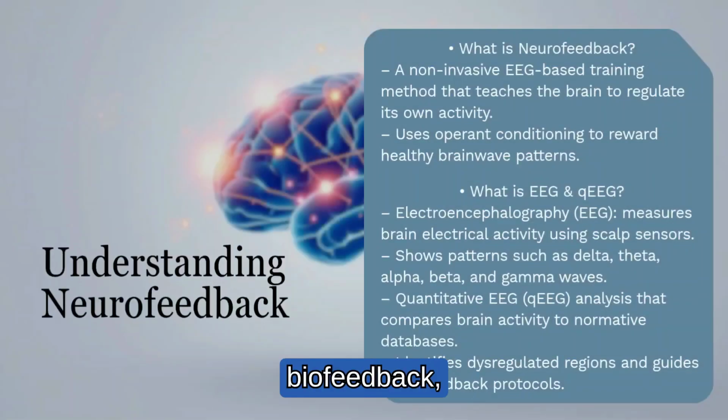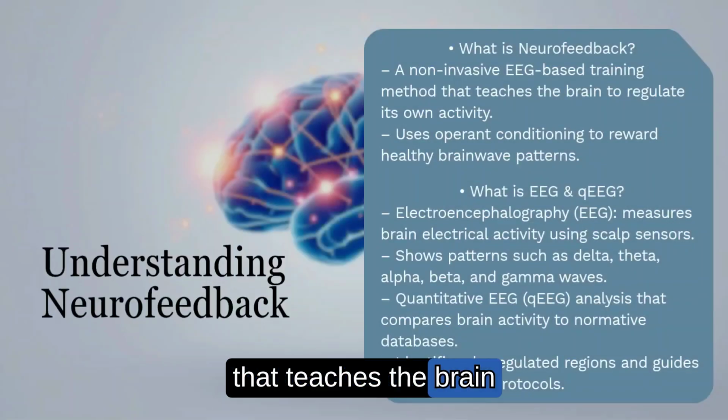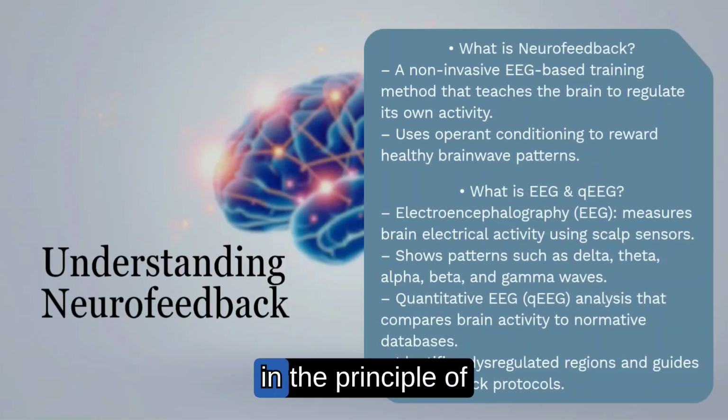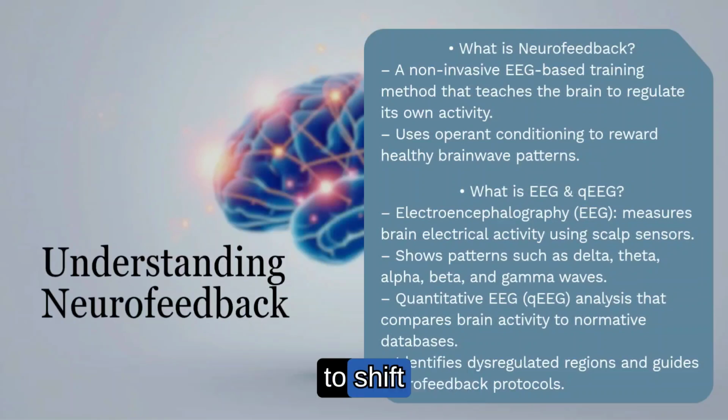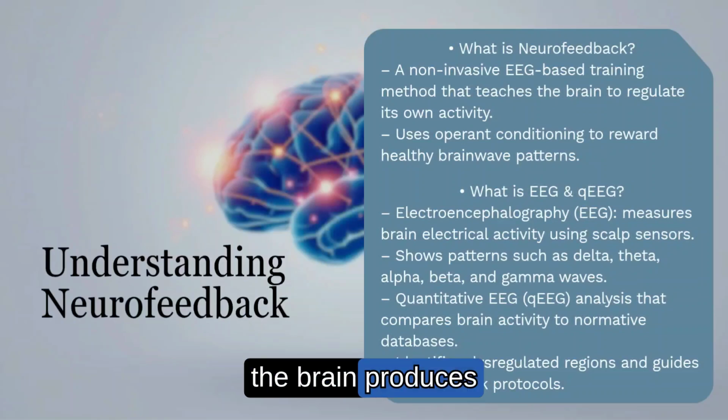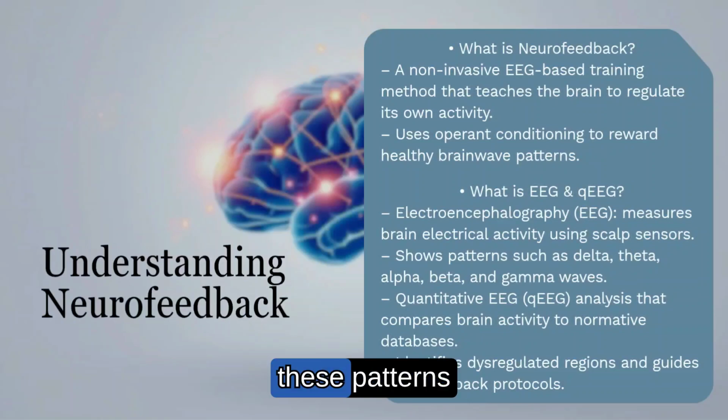Neurofeedback, often called EEG biofeedback, is a scientifically validated method that teaches the brain to regulate itself more effectively. It is grounded in the principle of operant conditioning, where the brain receives real-time feedback about its electrical patterns and gradually learns to shift toward healthier rhythms. Each time the brain produces a desirable pattern, such as relaxed alpha waves or focused beta waves, the system rewards it through smooth visuals or pleasant sounds. Over time, the brain learns these patterns naturally.